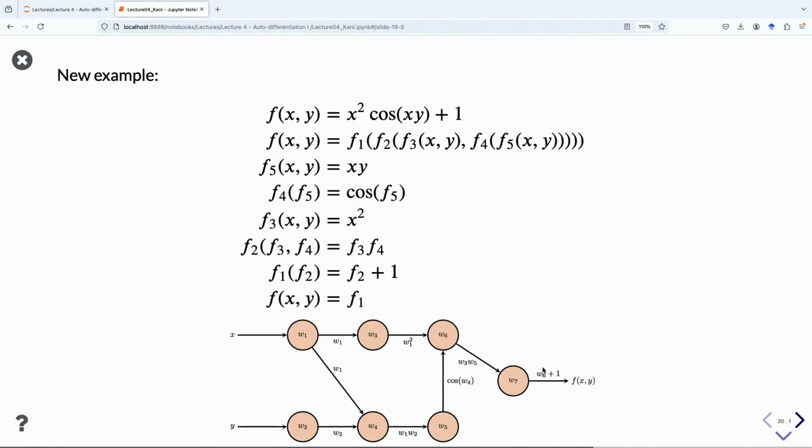Okay, so this is a computation graph which you have seen before. If we follow the logic here, at the output we have cosine of xy times x squared plus 1, by just following the graph incrementally. But this graph isn't really meant to be human readable. It is meant for actual computations.